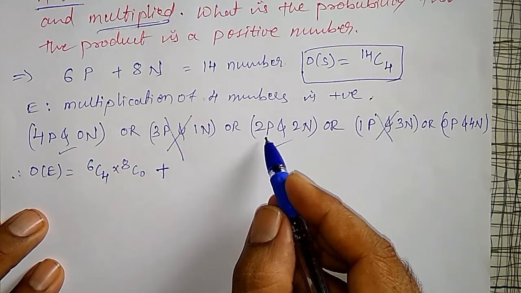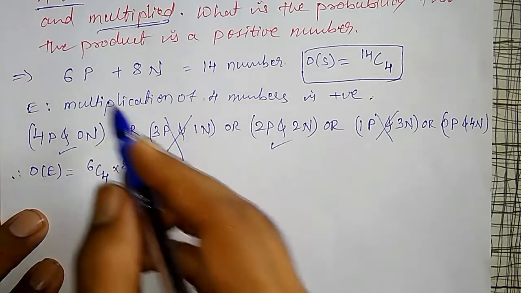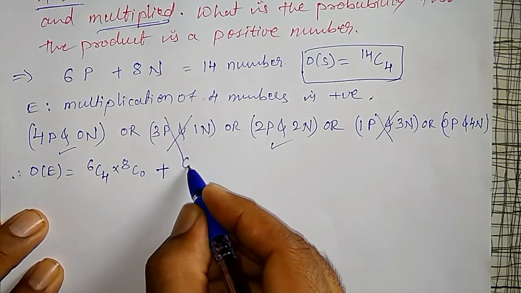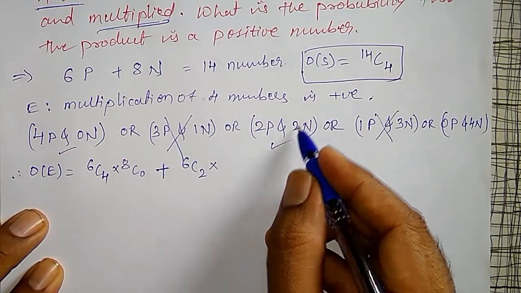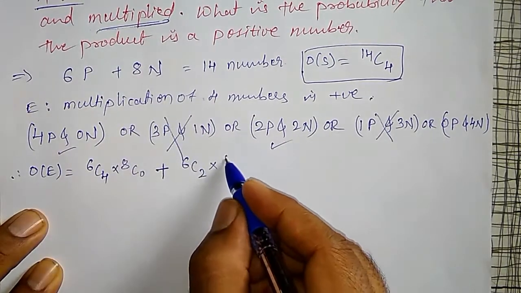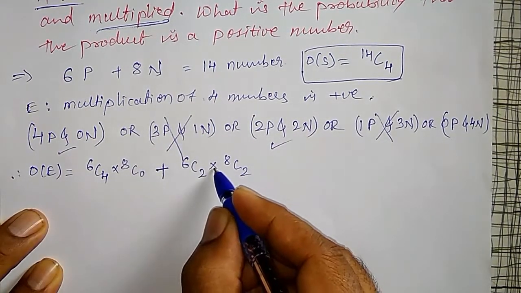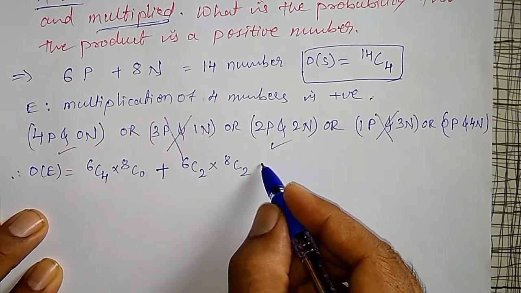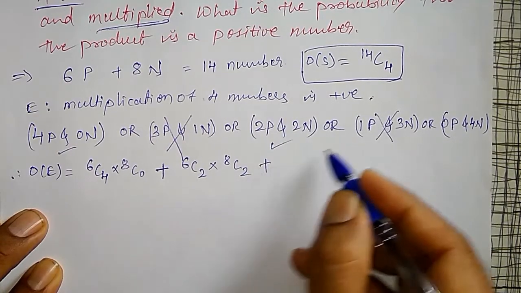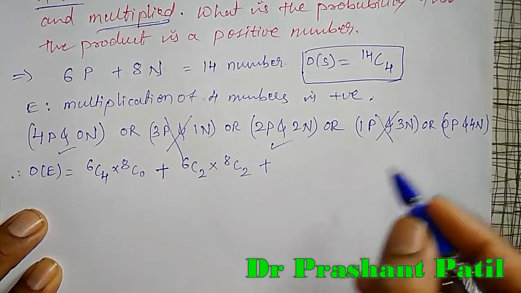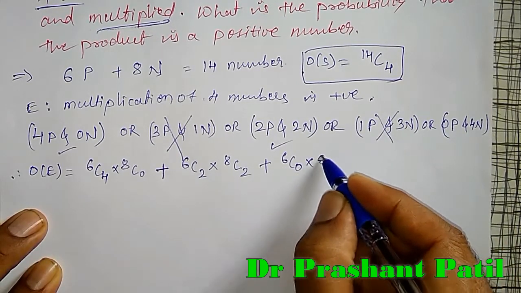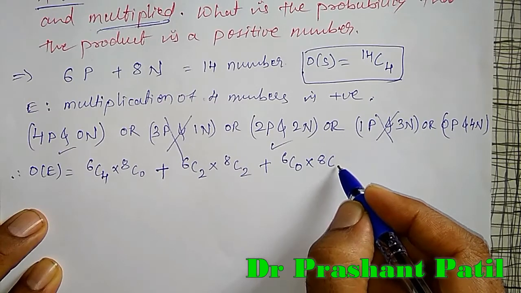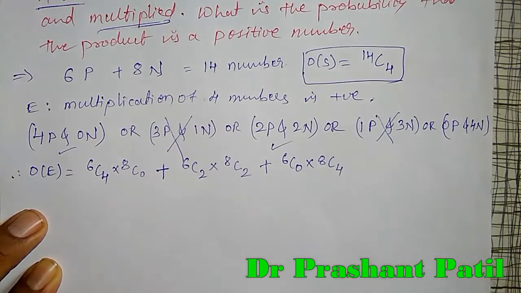Then 2 positive numbers out of 6 I have to select. That is 6C2 into 2 negative numbers I have to select. That is 8C2, multiplying because of 'and'. Or again, this case is possible: 6C0 and 8C4. This is my order of the event.